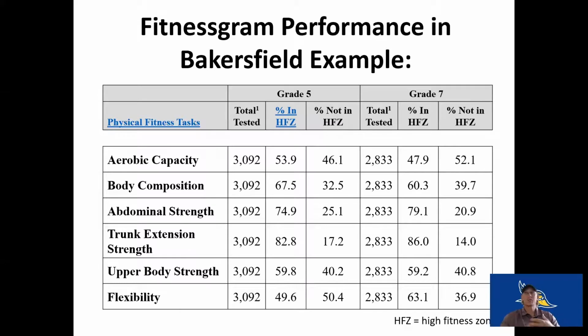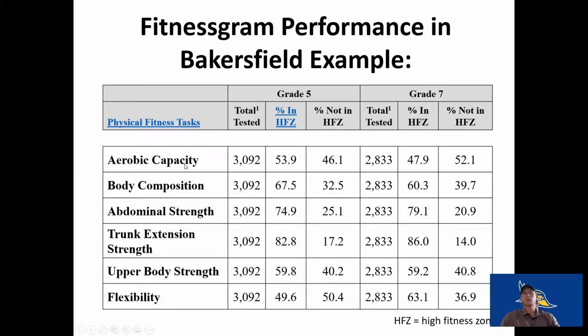Another example of how this is really used in kinesiology, an example would be the fitnessgram test for high school students or middle school students. In this case, we're using 5th and 7th graders. We have each of their variables, which would be their aerobic capacity, body composition, abdominal strength, trunk extension strength, upper body strength, and flexibility. These are the measurements.